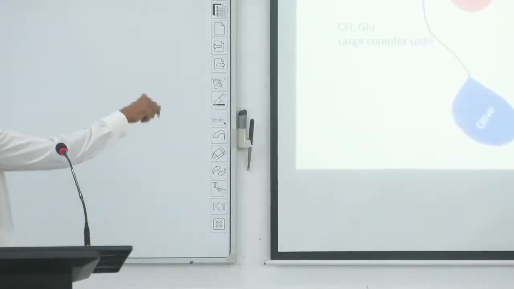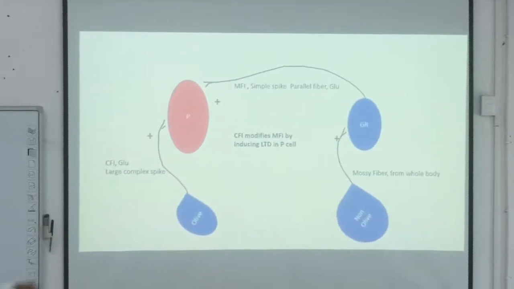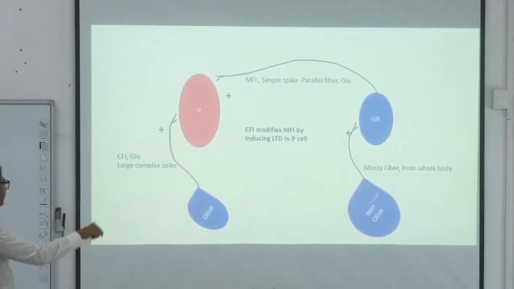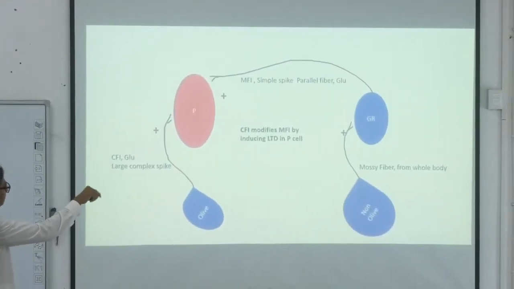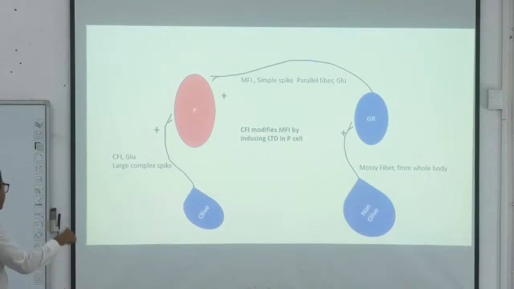So here is the Purkinje cell, the biggest cell in the cerebellum, right? Here is the granular cell, and this is the inferior olive. So the inferior olive projects to the Purkinje cell via glutamate. See the positive signal, right? Via glutamate, and it is called climbing fiber input, CFI.